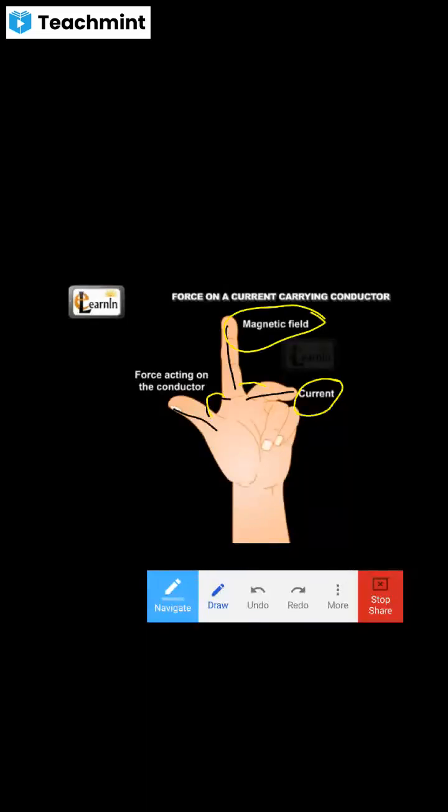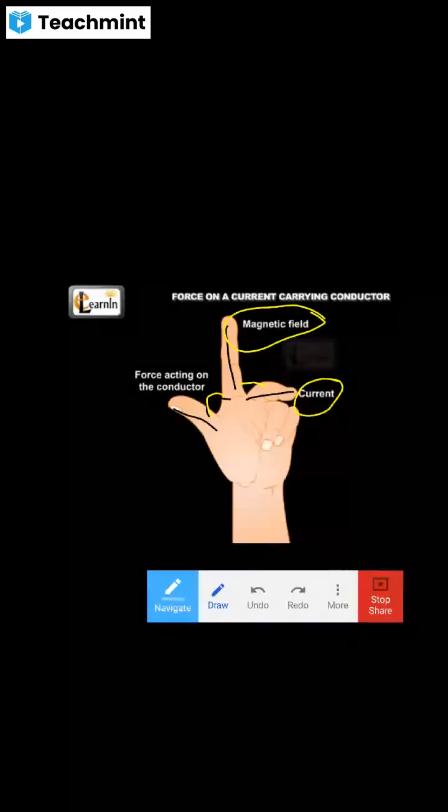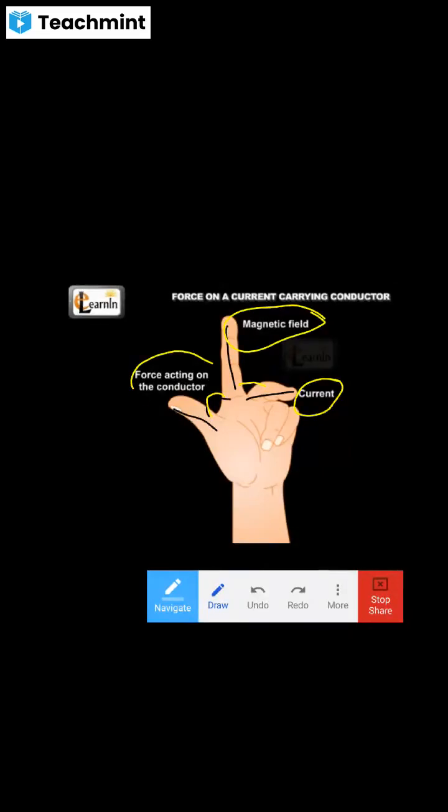The index finger represents magnetic field. The thumb represents force acting on the conductor. Don't forget these 3 points.